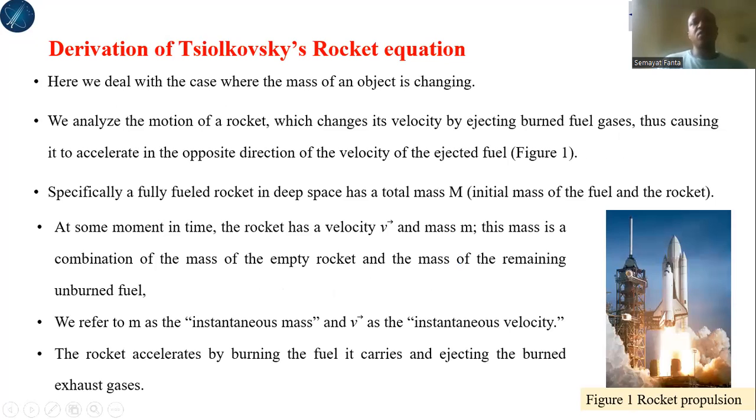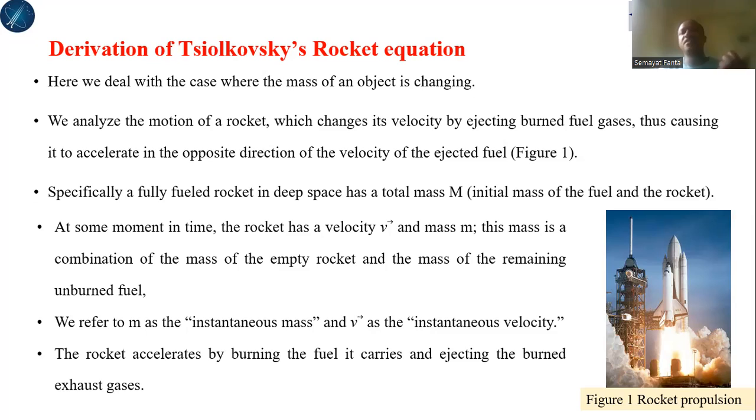So when we go for Tsiolkovsky's rocket equation, the principle is what we have discussed right now. Here we deal with the case where the mass of the object is changing continuously. Why is the mass changing? Massive ejected gas comes out through the nozzle due to the combustion of the propellant inside the combustion chamber. So the propellant is consumed from time to time. That propellant consumption is accompanied by acceleration, the change in velocity.